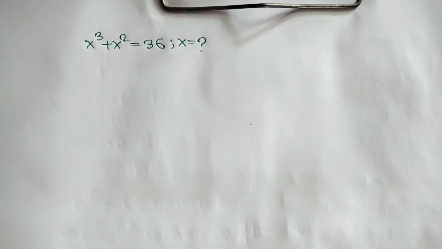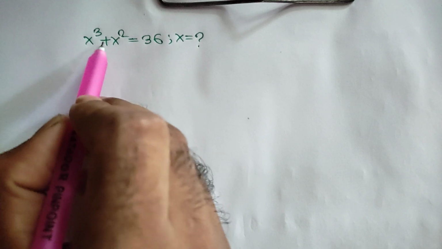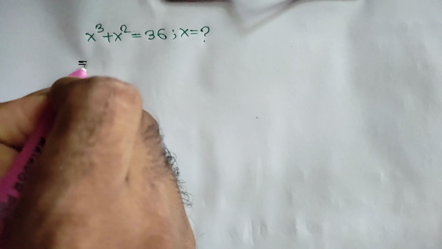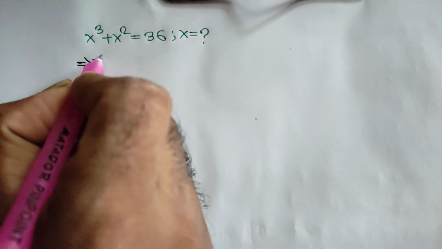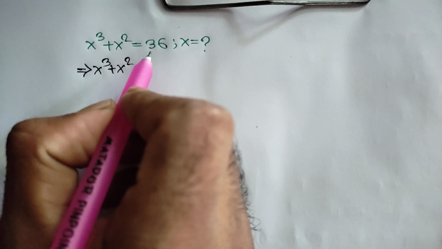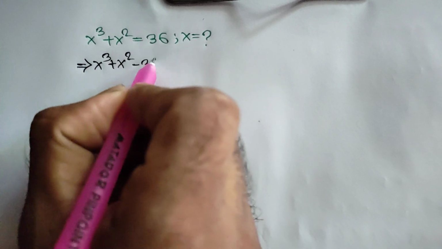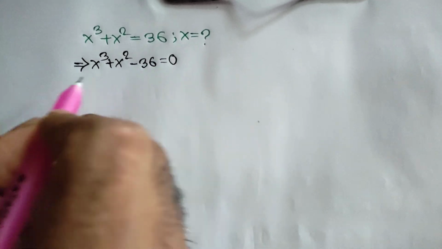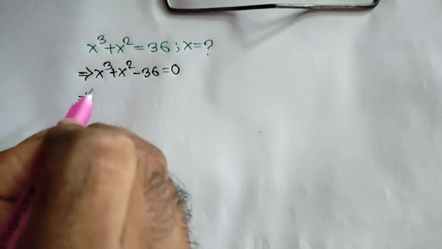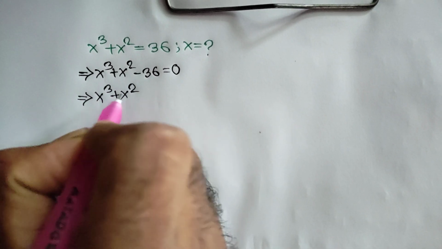Hi everyone, in this video I am going to show how to find the value of x where x cube plus x square is equal to 36. Taking this 36 to the left side, we get x cube plus x square minus 36 is equal to 0.